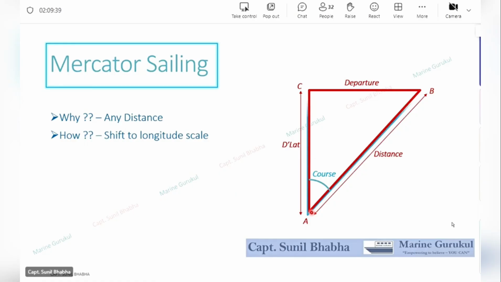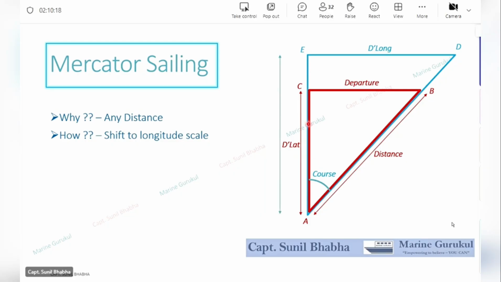Now, in a Mercator sailing triangle, we convert to the longitude scale. You can see this blue color triangle shown in the diagram now. This is the Mercator sailing triangle. Let us show the vertices by Delta and Echo. So Alpha, Delta, Echo is the Mercator sailing triangle. Now, since we are using the longitude scale, when we measure this distance Echo to Delta on the longitude scale, it gives us the d long between our initial and final positions.